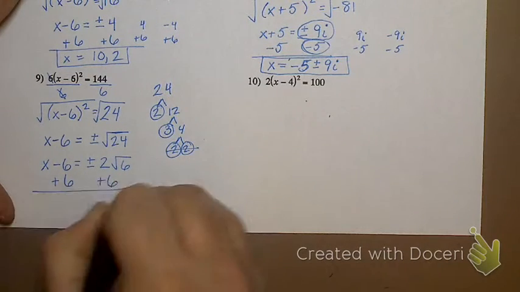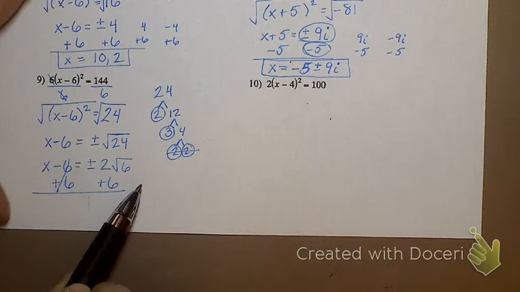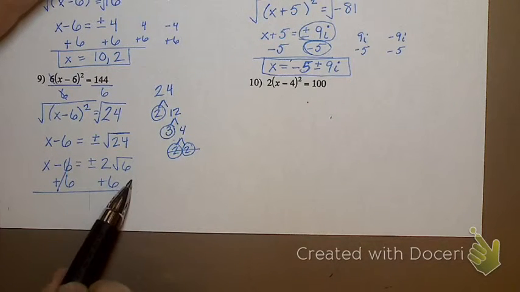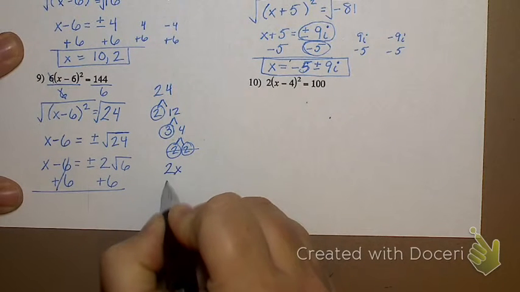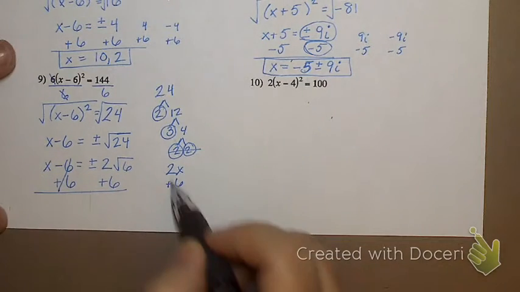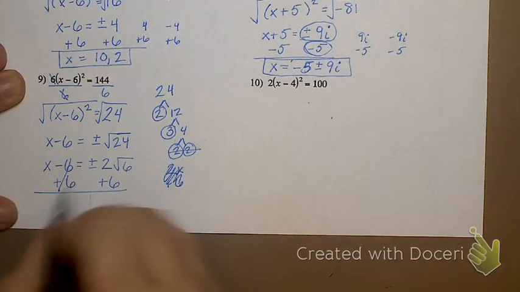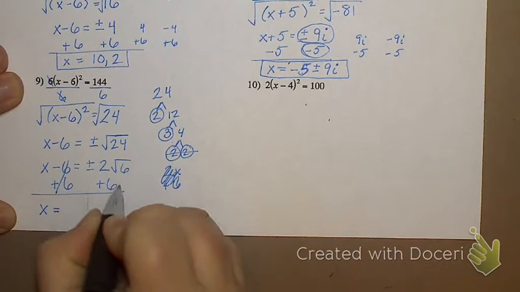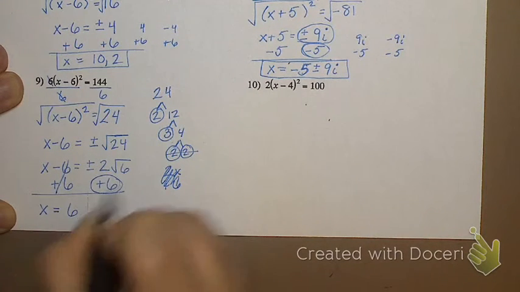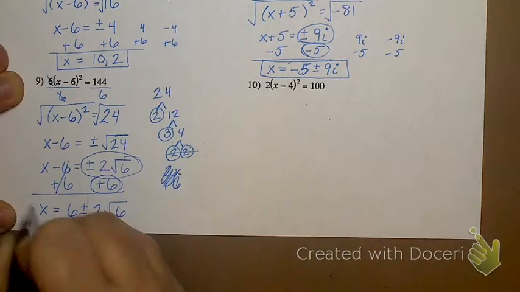Now, can I add 6 to the 2? Are they like terms? No, because one of them has a radical 6, the other one doesn't. That's like me saying 2x plus 6. I can't add those two because they're not like terms. 2 radical 6, this one would have to have a radical 6 to match it also. So I have another one where I'm going to need to leave it in this type of form. So what should I write first? The 6. And then I write what? Plus and minus 2 radical 6. That's my final answer.